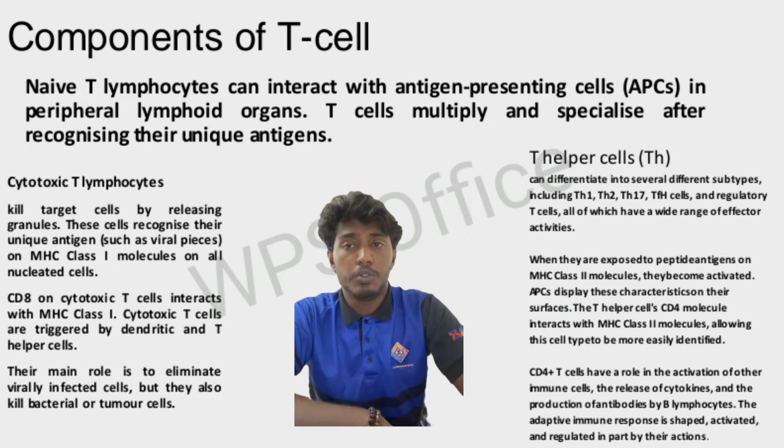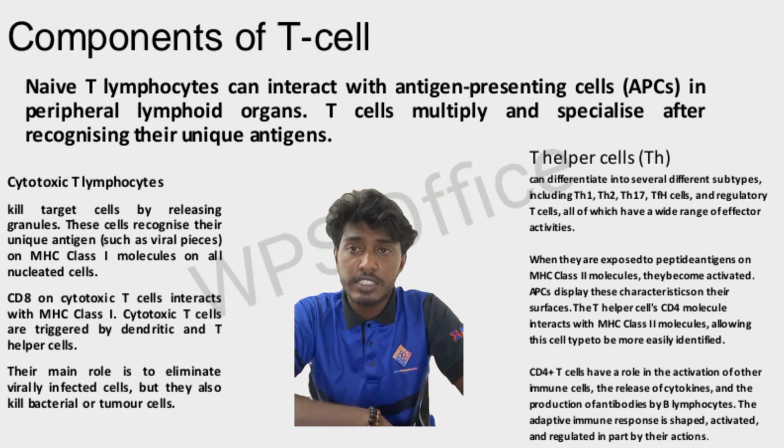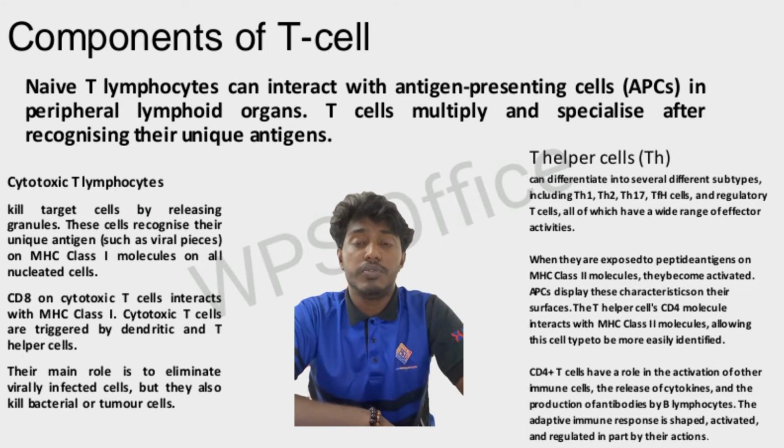So when they are exposed, the peptide antigens on the MHC class II molecules become activated, and APCs display their characteristics on their surface. This allows the cell type to be more easily identified by the T helper cells to fight against the immune system's problems.